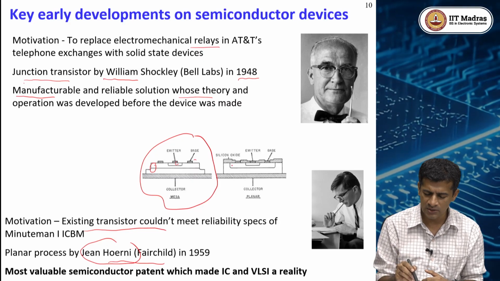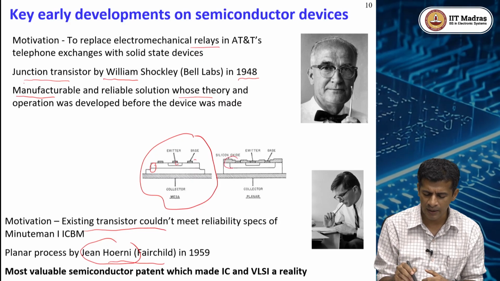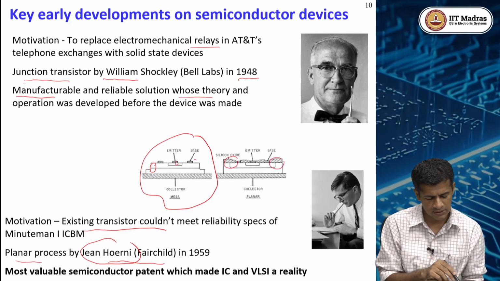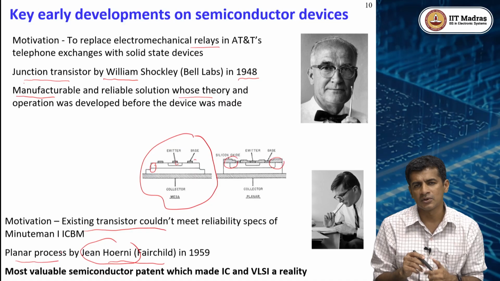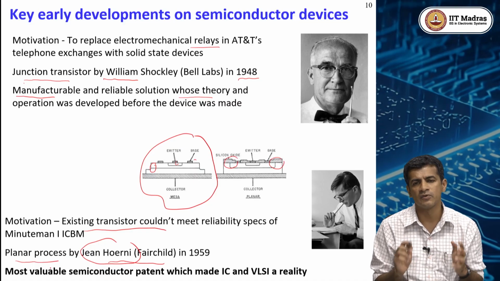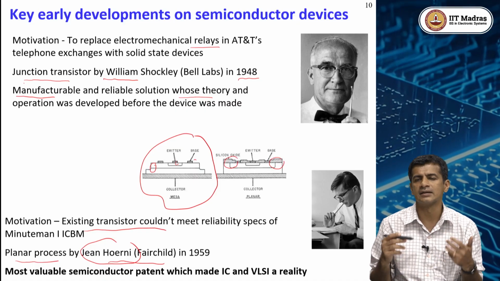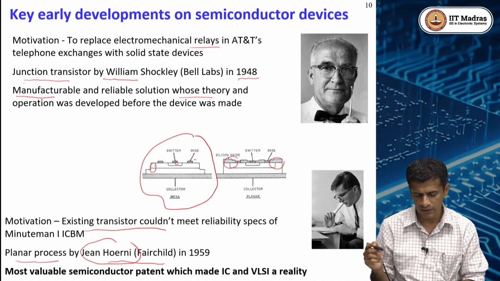So Hoerni's idea was not to leave the junction exposed, but to passivate it with silicon dioxide. This is the idea of the planar process. The planar process is considered the most valuable semiconductor patent, and it made the integrated circuit possible. Now let us see how it was done.